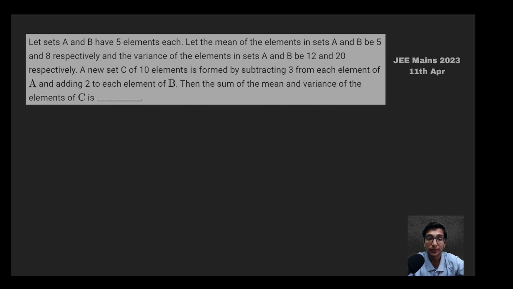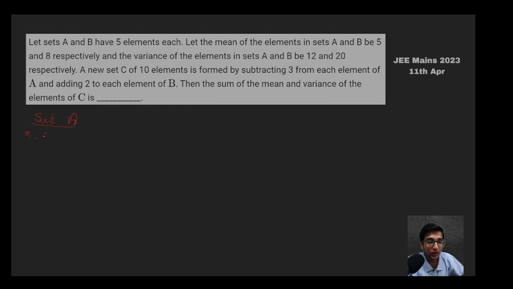So we've combined both these sets, which have five elements each, into one single set of 10 elements. Then the sum of mean and variance of the elements of C is. Again, an easy question. Just the thing is you have to do long and lengthy calculations in this question as well. So here set A has been given.